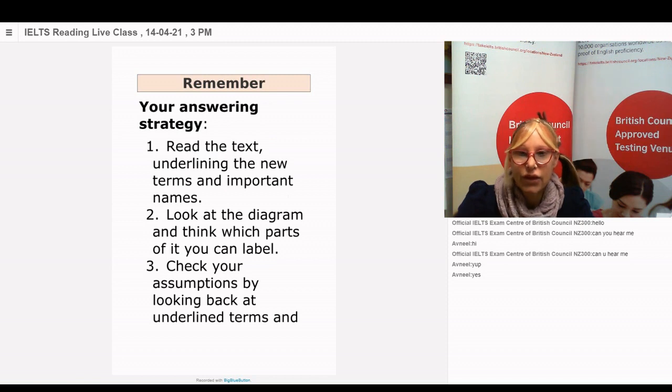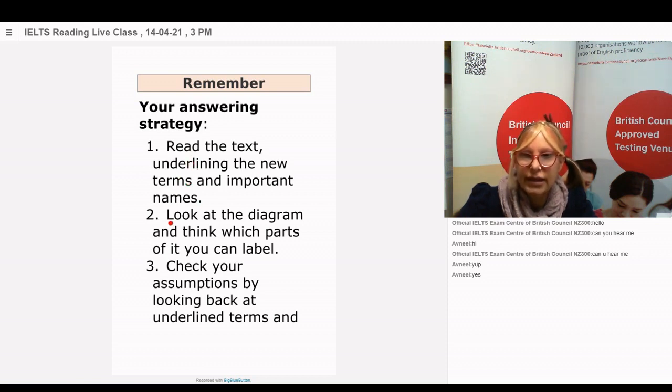So obviously if you are doing the paper-based test, you can take your pen or pencil and underline the new terms and important names. It's likely that this type of text, if you are expected to do a diagram completion, will be quite detailed with lots of different names. Because you're expected to label a diagram, there will be a lot of vocabulary that maybe you are not familiar with. So it's important to not be too put off by that new vocabulary, but you can underline any important terms and names.